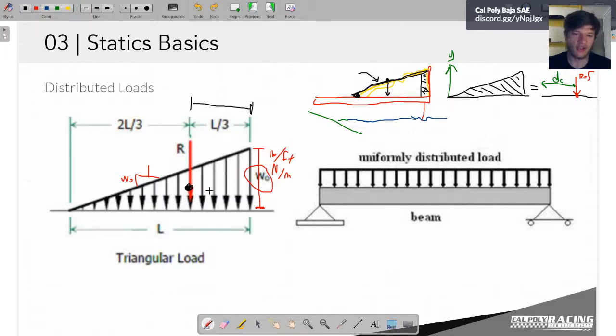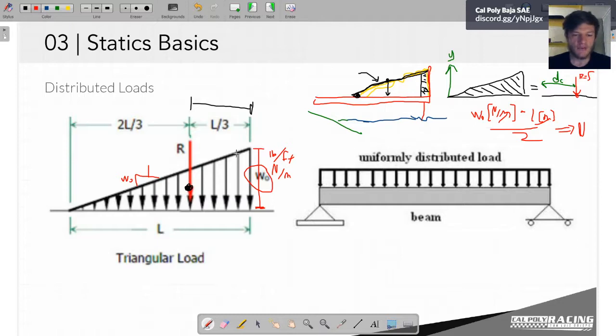So for this triangular example, the total area is going to be W naught in units of newtons per meter, times the length, which is in units of meters, divided by 2. Right, it's a triangle. So meters cancel, and I end up just with newtons, which should be the units of force.